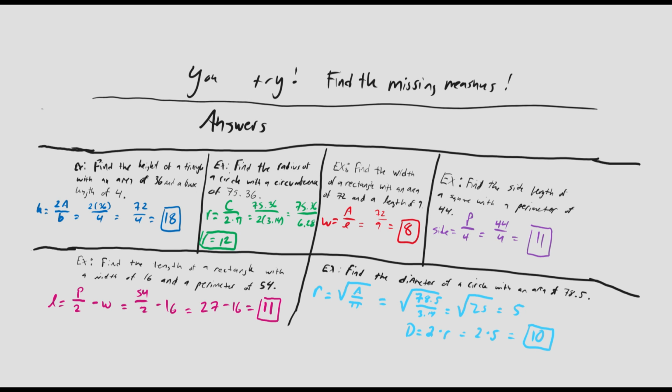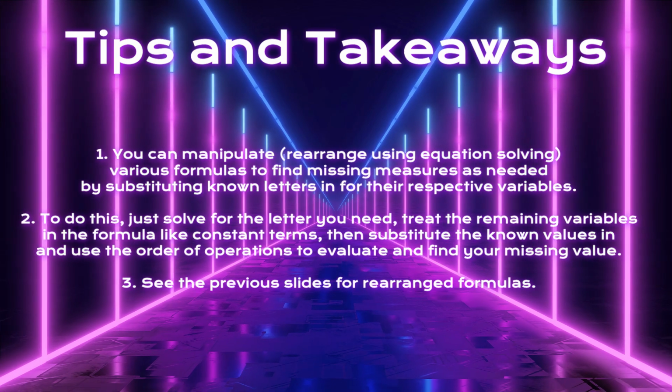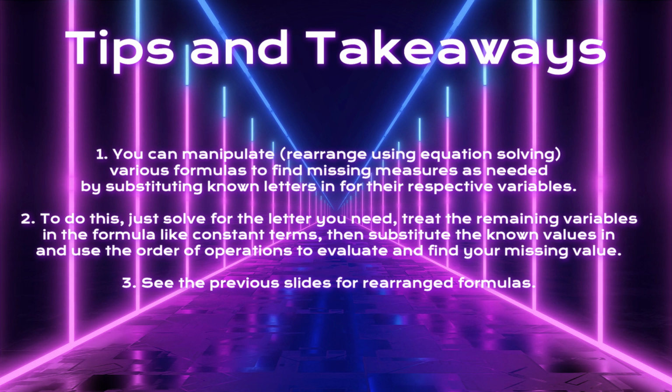Hopefully you've done well. If not, you can always reverse back to the previous slides and see the formulas you will need. And that brings us to our tips and takeaways for this lesson. You can manipulate or rearrange, using equation solving, various formulas to find the missing measures as needed by substituting known letters in for their respective variables. To do this, just solve for the letter you need, treat the remaining variables in the formula like constant terms, then substitute the known values in and use the order of operations to evaluate and find your missing value.